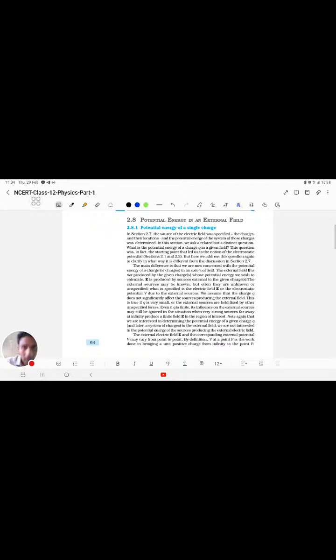So before that we calculated, okay, let's read this. External field E is not produced by the given charges whose potential energy we wish to calculate. Yes, so E is produced by some external forces to the given charges. External forces may be known, but often they are unknown or unspecified. What is specified is the electric field or the electrostatic potential V due to the external forces. We assume that the charge small q does not significantly affect the sources producing the external force.